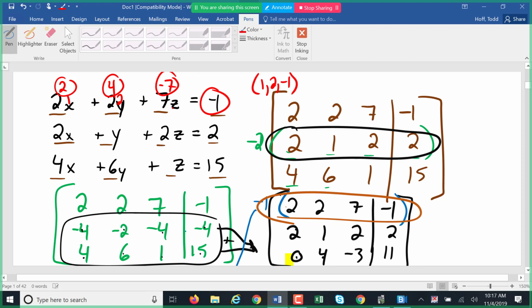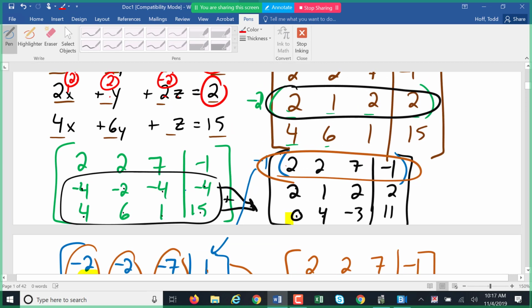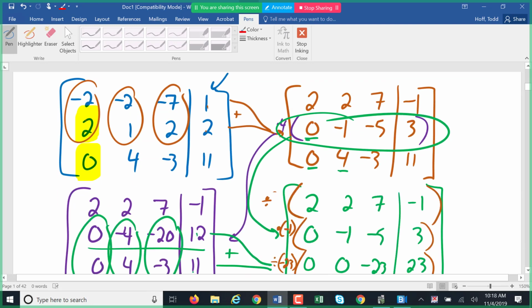Let's test the other one. Put 1 in there, that gives me 2 times 1 is 2. Well, 2 there is just 2. 2 times -1, that's a -2. 2 plus 2 is 4, plus -2 is 2. Works in the second equation. Let's test the third equation. So if I put in 1 for x, 4 times 1 is 4. I put in 2 for y, 6 times 2 is 12. And I put in -1 for z. 4 plus 12 is 16, plus -1 is 15. So it does work in all three equations. That is our solution to that system of equations.